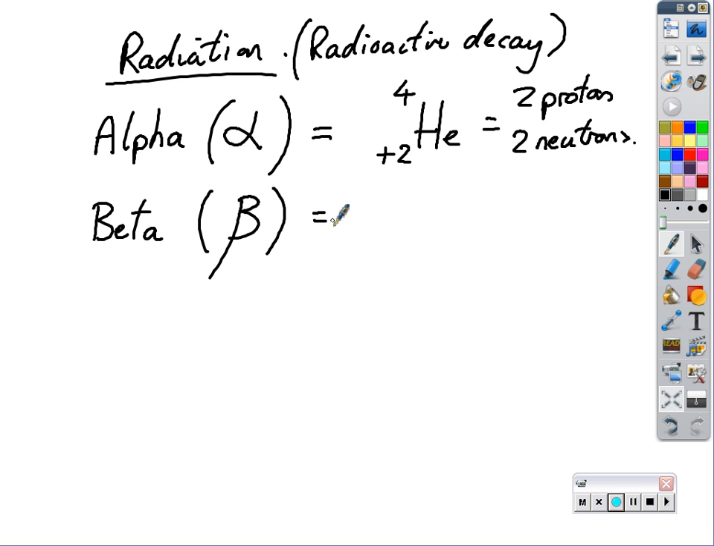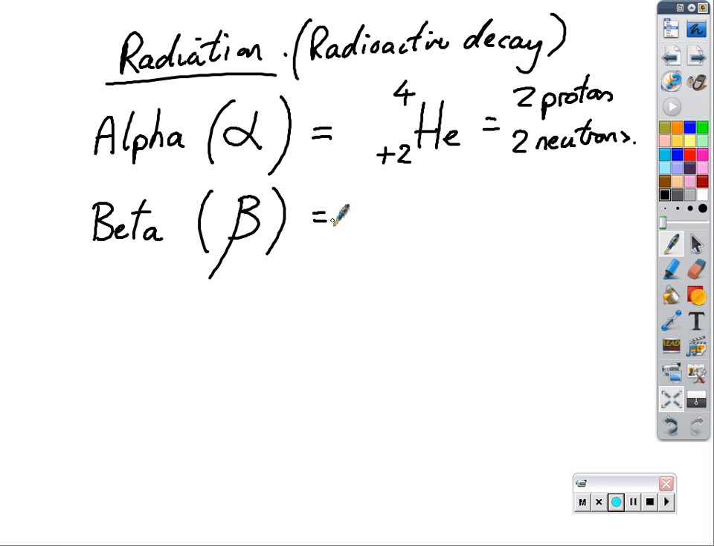Now what is a beta particle? Fraser, can you remember? No, it's smaller than a proton. What's the only thing we know of that's smaller than a proton? If I was to tell you that a TV tube works by firing beta particles at the screen, what does a TV tube fire towards the screen? Electrons. So a beta particle is an electron.